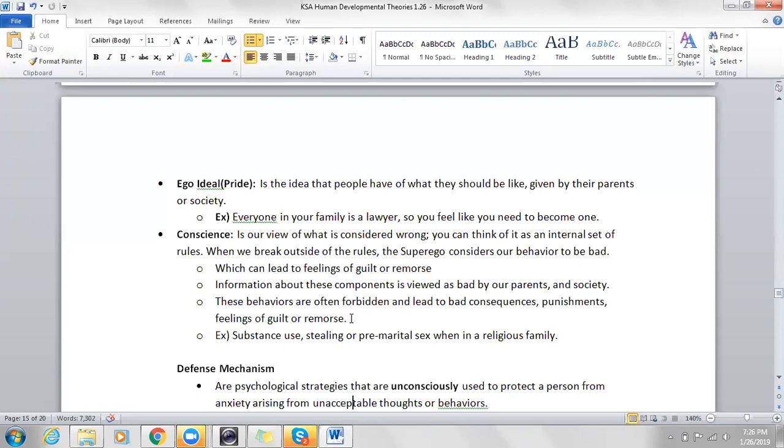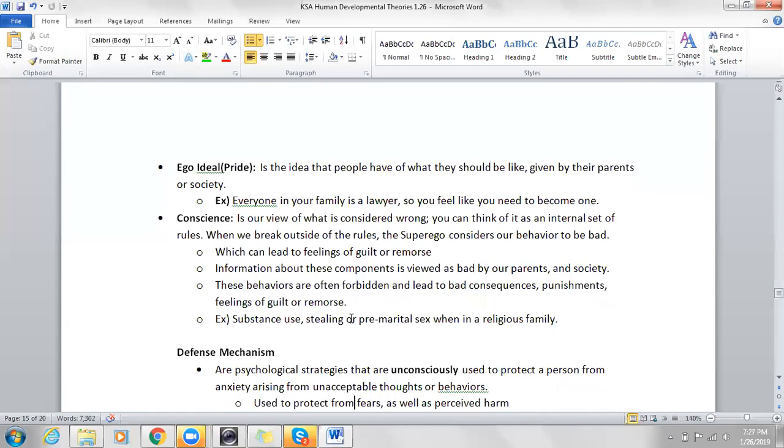Conscience, on the other side, is our view of what's considered wrong. You can think of it as an internal set of rules. When we break the rules, the superego considers our behavior to be bad, which can lead to feelings of guilt or remorse. Information about the conscience is viewed as bad by our parents and society. An example of such behaviors is stealing, premarital sex if you're in a religious family, substance use, adultery, etc.